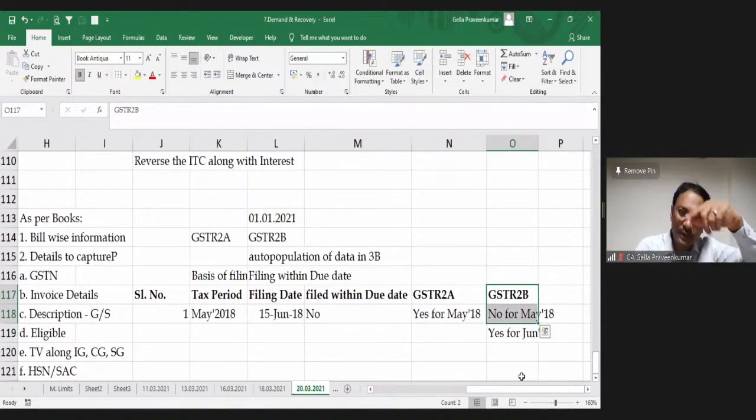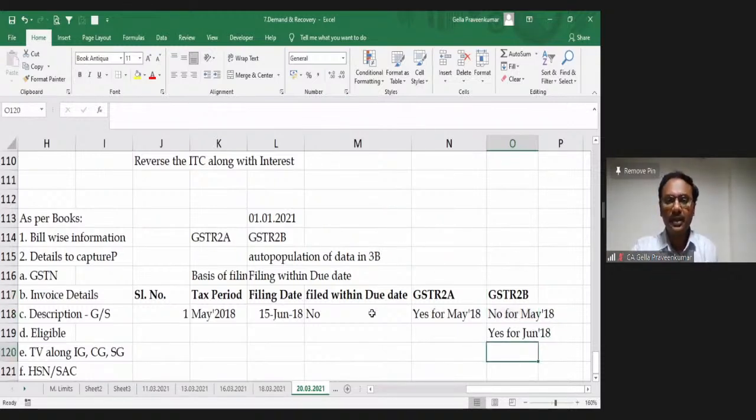That supplier was to upload the sales for May 18, uploaded beyond the due date. For May 18, I as a recipient, I as a buyer, when I look into my GSTR 2B, there will not be any data. There will not be any data from that particular supplier. When I travel to the next month called June 18, because this supplier has filed after the due date, entire the data will come and sit in my June 2018. This is what is going to happen. This is what is going to happen in my GSTR 2B.